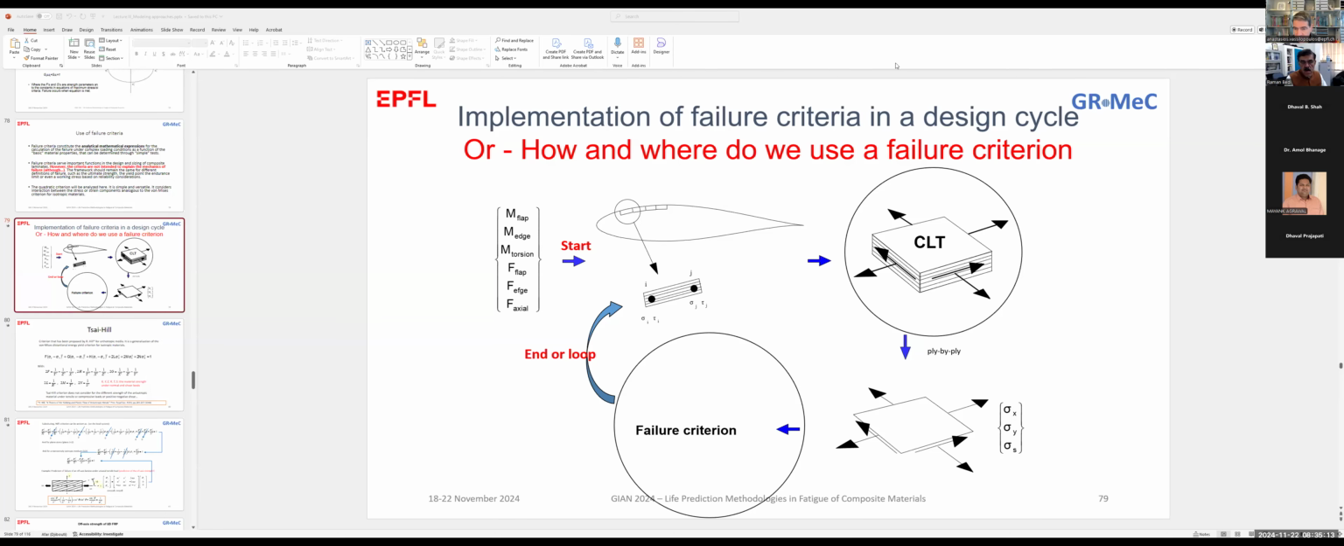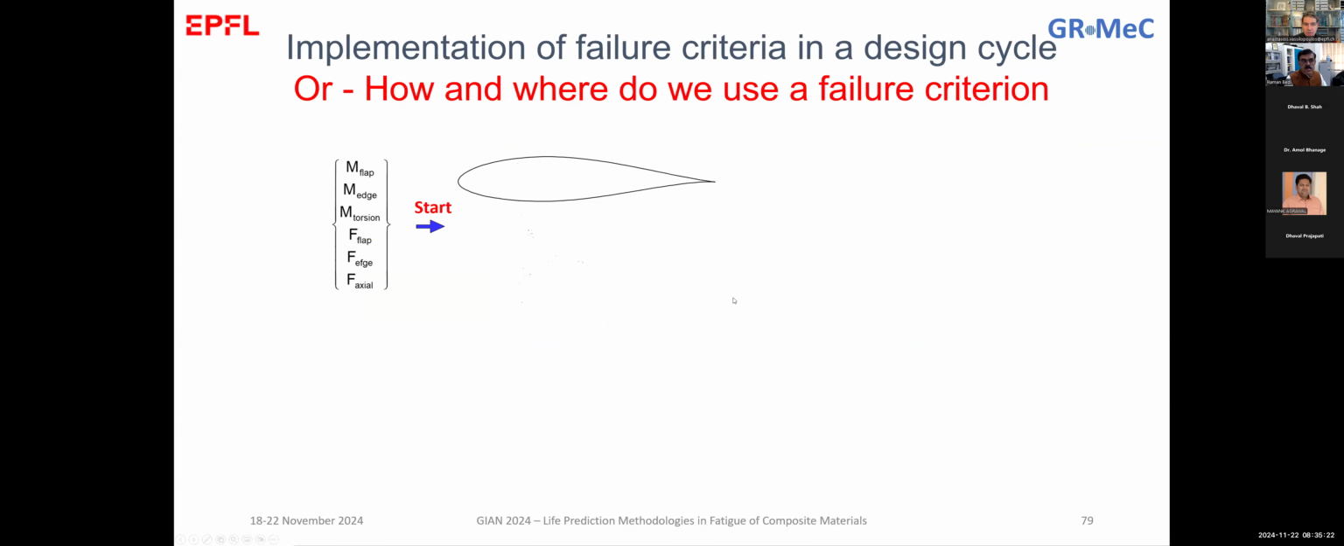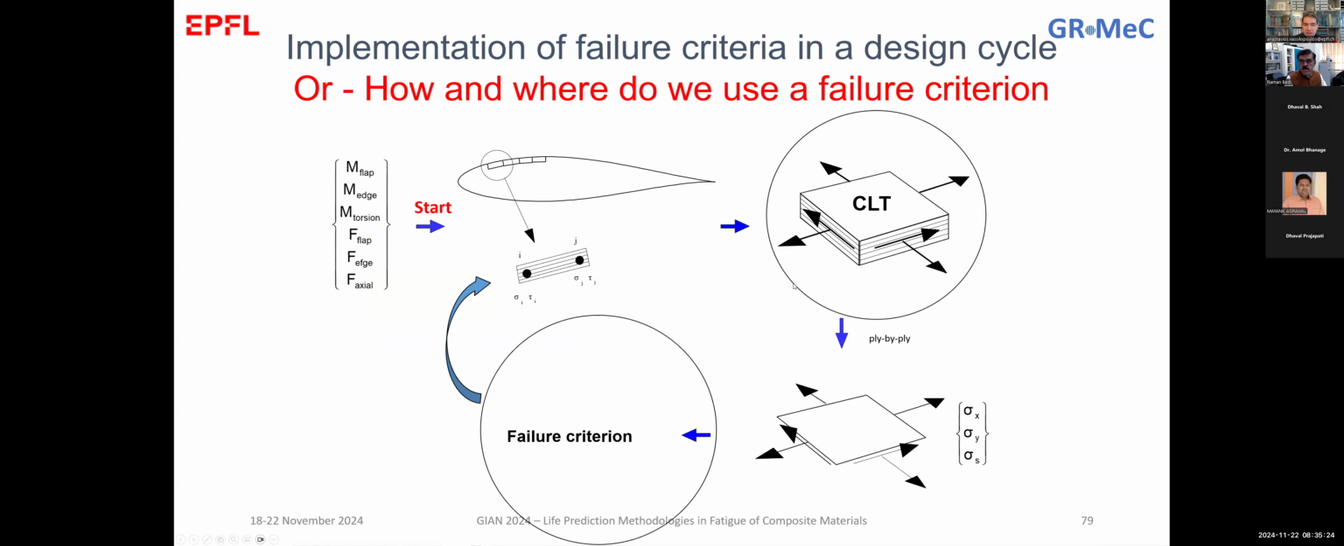So good morning, good afternoon for you, everyone. I will resume the discussion and the presentation from the slide that we left yesterday, where we introduced briefly the use of failure criteria and their implementation in design processes. And after this, we'll come to discuss this specific point here that is related to failure criteria.